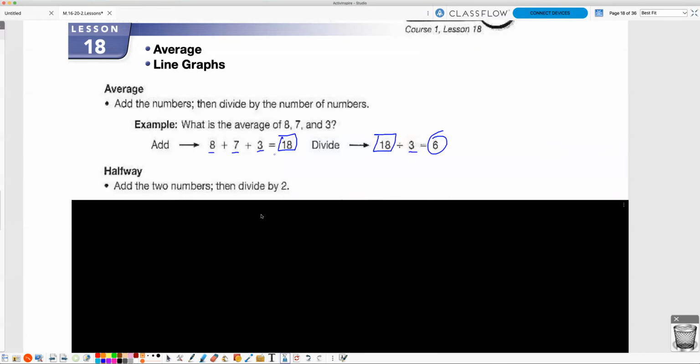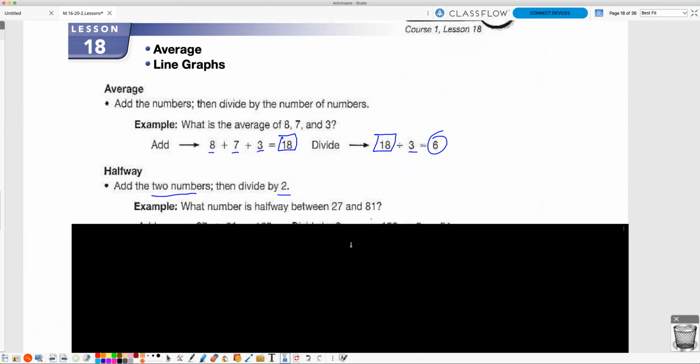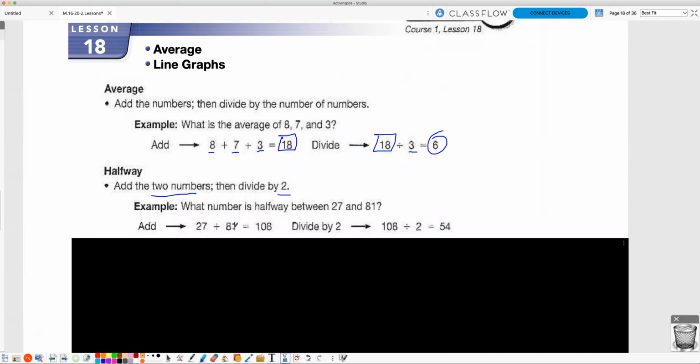You can also find the halfway point of two numbers, which is similar to an average. You would add the two numbers and then divide by the number of numbers again, which is 2. So for example, if you have 27 and 81, all you need to do is take 27 plus 81, which equals 108, and divide 108 by 2, because that's the number of numbers. 108 divided by 2 would be 54.